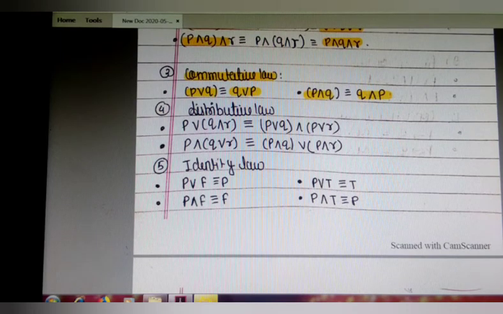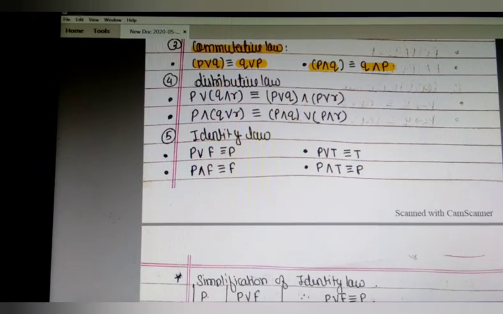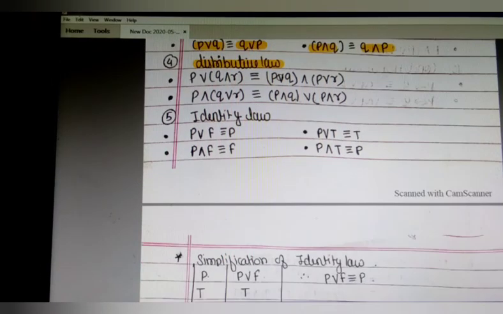Next law we are going to study is distributive law. Distributive law is distribution of the connectives. Here distribution is made. For example, see your formula P or (Q and R). So the distribution is made. This symbol comes in the middle, and it is like a multiplication: (P or Q) and (P or R).